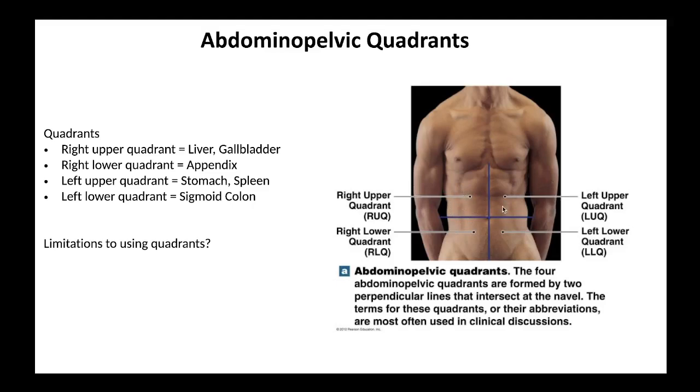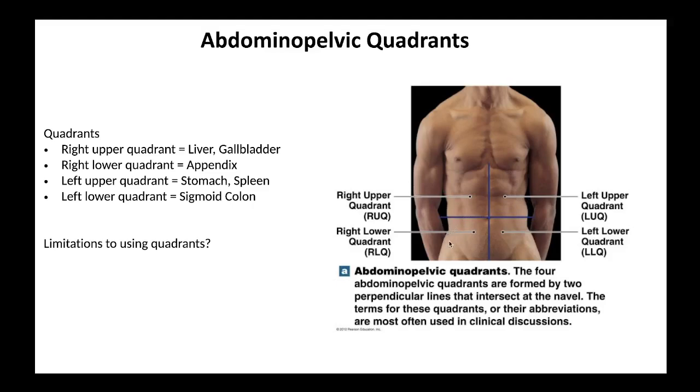And then on your left upper quadrant, you're going to find your stomach, which is going to be around here. And then you're going to find your spleen, which is going to be lateral to your abdomen. So that's going to be the lateral portion of your left upper quadrant.